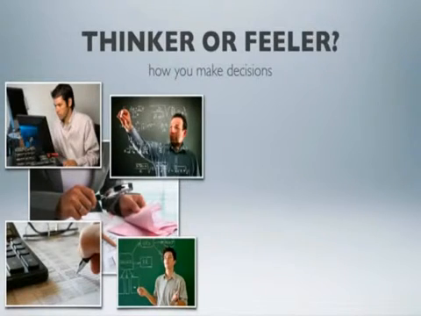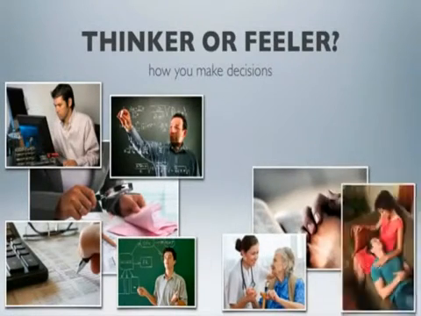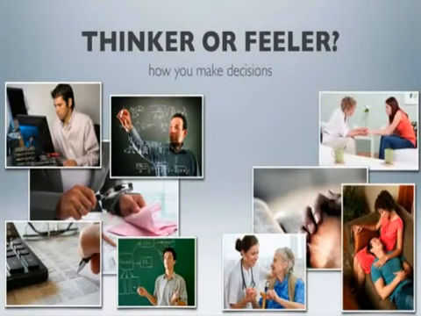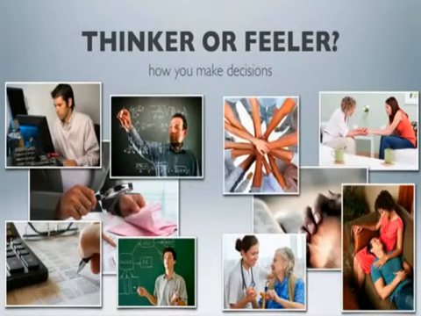Feelers like to base their decisions on their values and sense of what is right. They also like to consider relationships and the impact of choices on other people. A feeler might ask, what is the right thing to do? How will other people feel about this decision? How can I create a sense of harmony and cooperation?